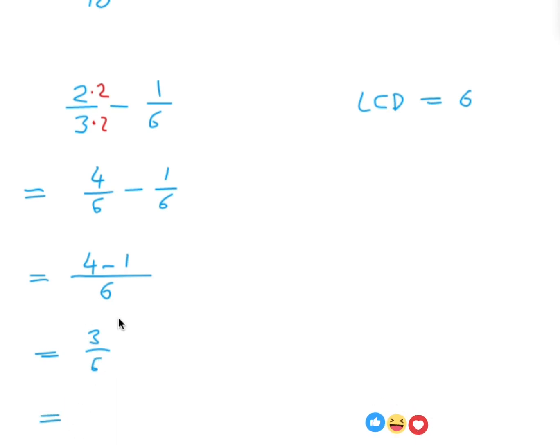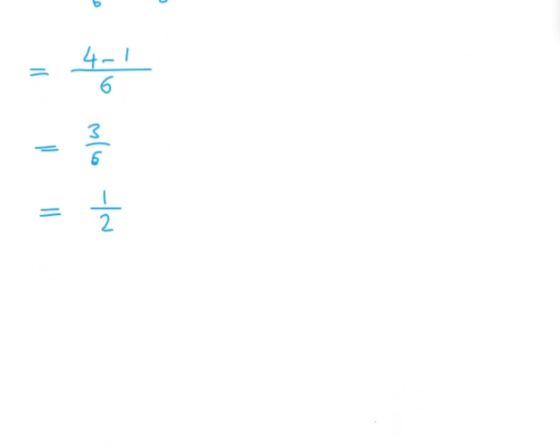And remember, always give the answer in reduced form. Here the common factor is 3, so divide both numerator and denominator by 3. 3 divided by 3 is 1, 6 divided by 3 is 2. So our final answer is 1 upon 2.